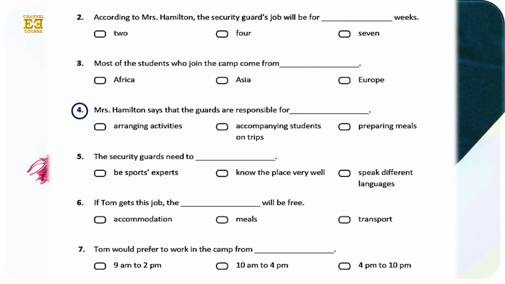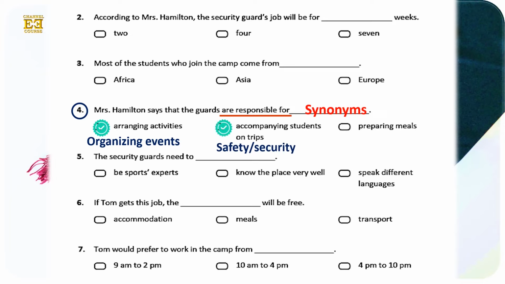In statement number 4, it's also necessary to think of similar phrases with the same meaning and be ready to hear different expressions in the recording. For example, you might hear organizing events instead of arranging activities, or words such as safety or security rather than accompanying, and cooking food instead of preparing meals.